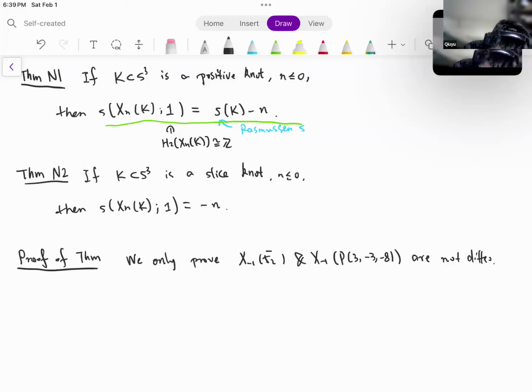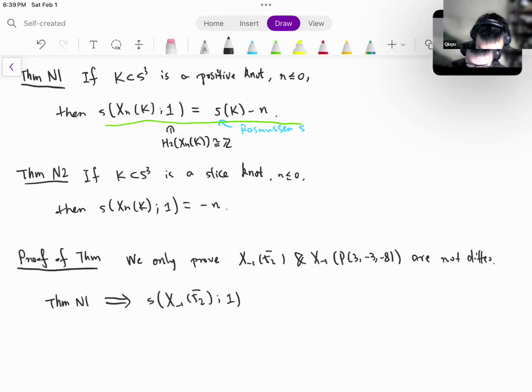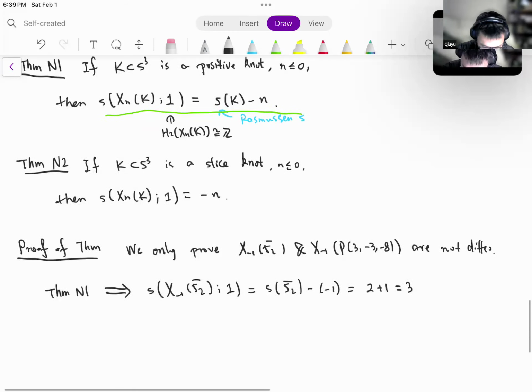Well, actually, this is now a very straightforward application of what I told you, because by theorem N1 applying to the 5-2 mirror knot, we know that the Lasagna s-invariant of the first four-manifold at class 1 is equal to the s-invariant of this 5-2 mirror minus the framing, which is -1, and the Rasmussen s-invariant of 5-2 mirror turns out to be +2. So this is 2 + 1, which is 3.